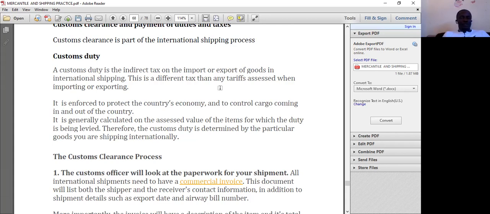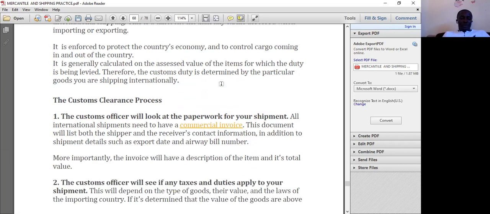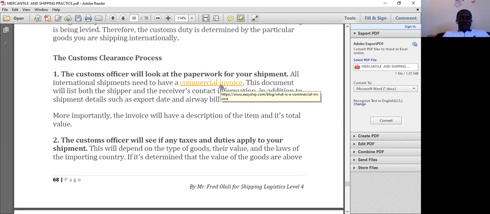So various countries have various ways in which they collect this particular duty. In the customs clearance process, the customs officer will look at the paperwork for your shipment. Once your cargo has arrived at the port, they need to clear it. The officers will first check your papers to verify that they match. Is the commercial invoice tallying with the packing list, and any other thing? So the officers check the paperwork for the whole shipment.